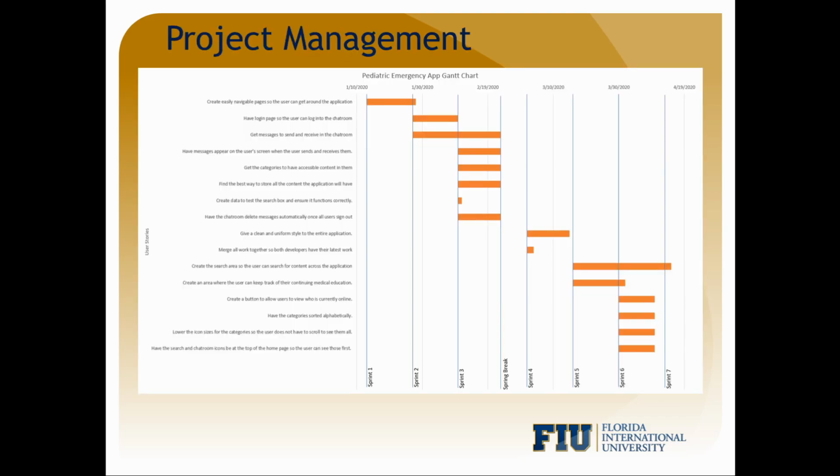So here's the project management. You can see on the top there are dates, and on the bottom you can see markers for the beginnings of sprints. So you can see how long things took sprint-wise, and all our user stories on the left-hand side.